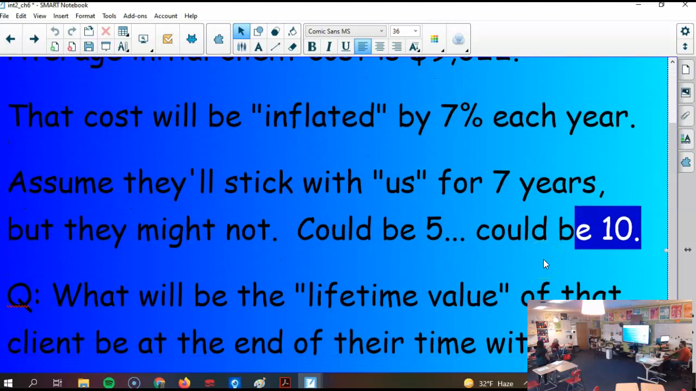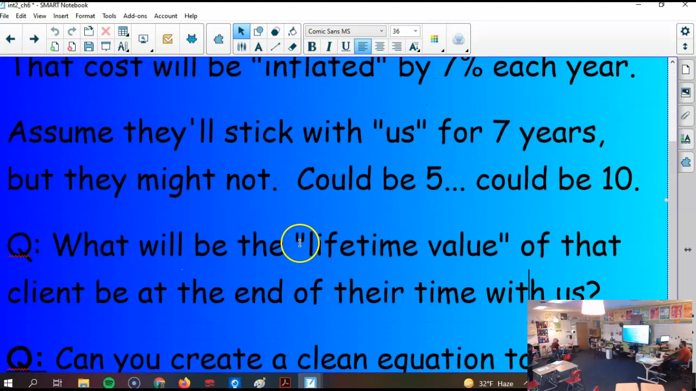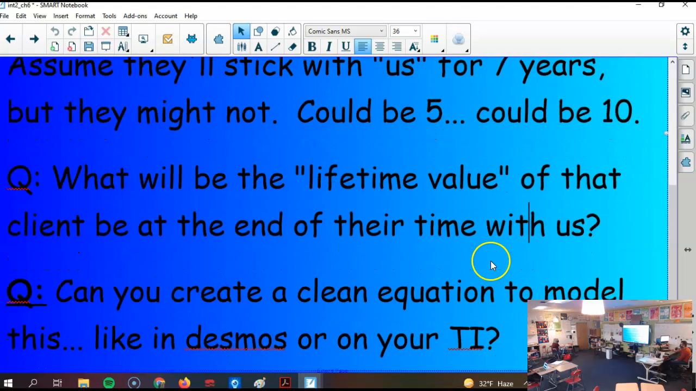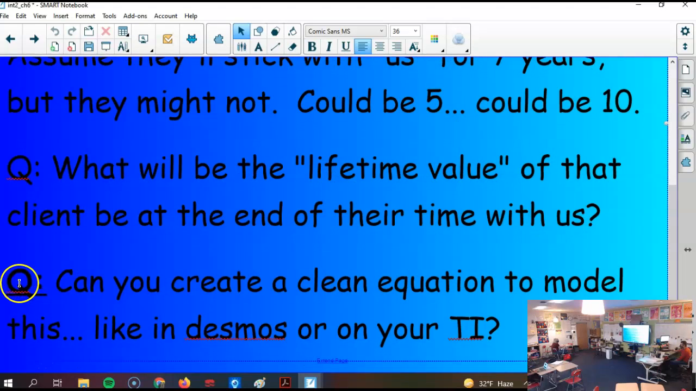So here's your question. What will be the lifetime value of the client at the end of their total time with us? And more so, question in bold, can you create a clean equation to model this, like in Desmos or in your TI? And the real reason that I'm having you guys do this is to figure out if you've learned about this special mathematical shortcut or not.